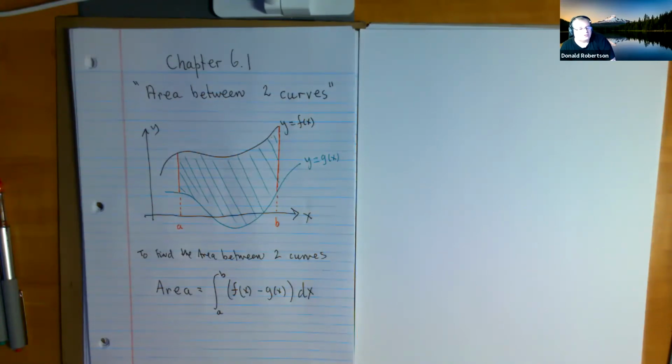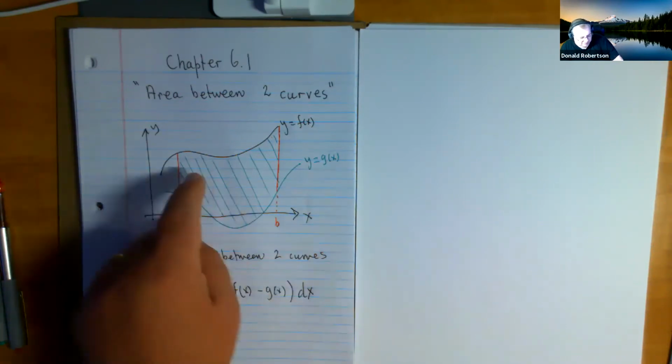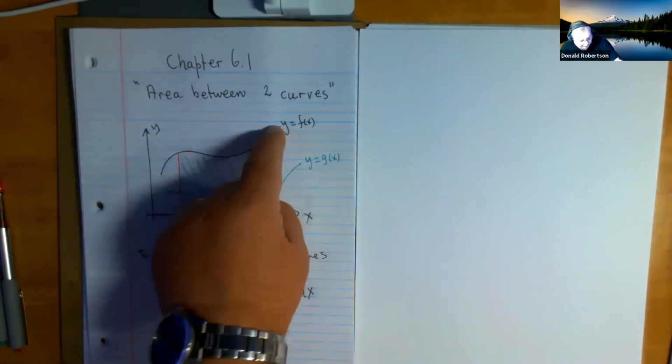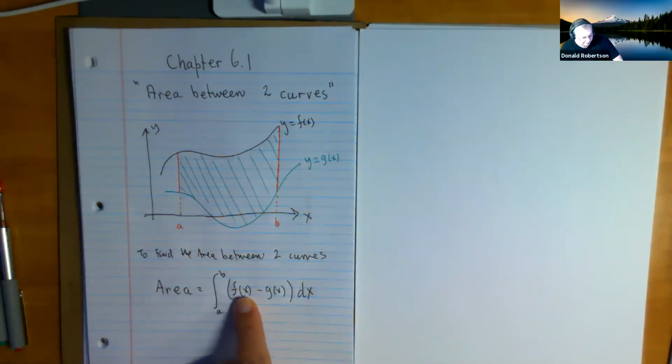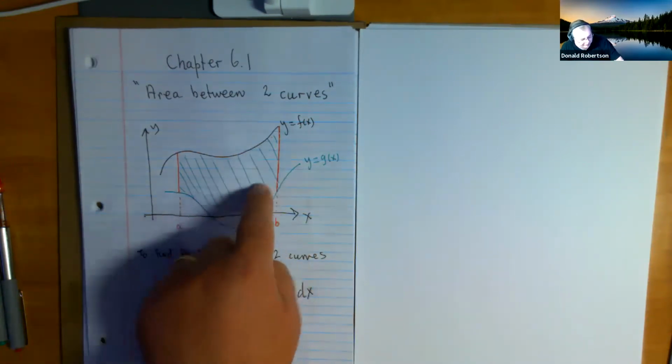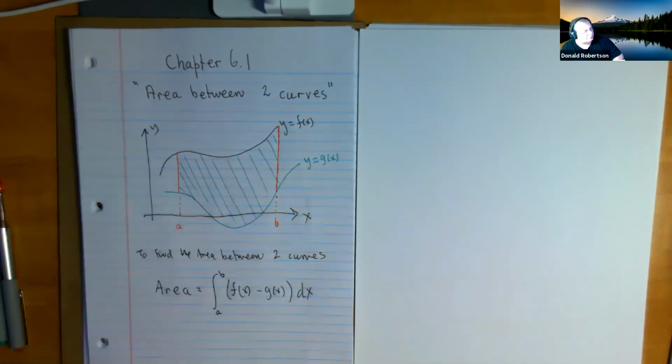Now, as long as it's a simple curve, and there's no weird stuff going on, a single curve always on the top, another curve always on the bottom, then you take the top curve, take away the second curve, subtract them, and find the integral of that, and this will be the area of this fella here.